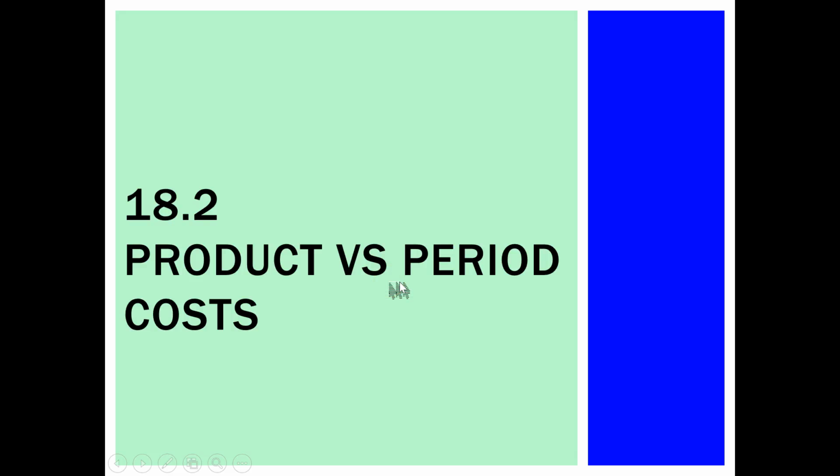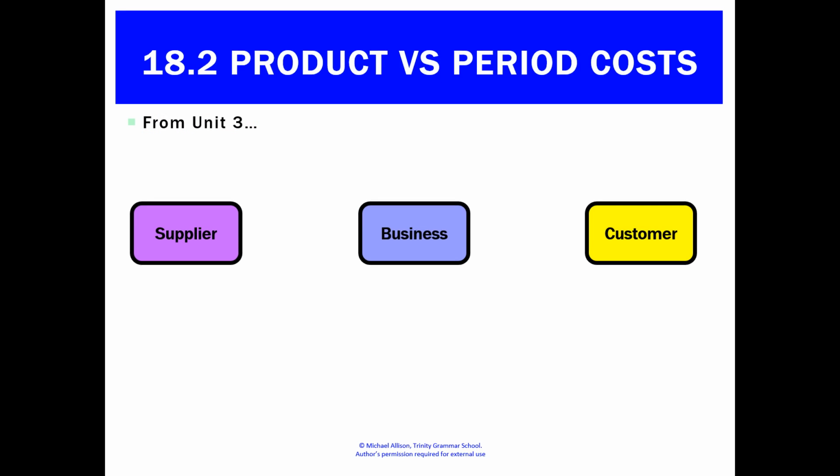In the previous video, we tried to put some costs together for an iPad. And what that came down to is what's called product and period costing. So let's have a look at what we already know from Unit 3.